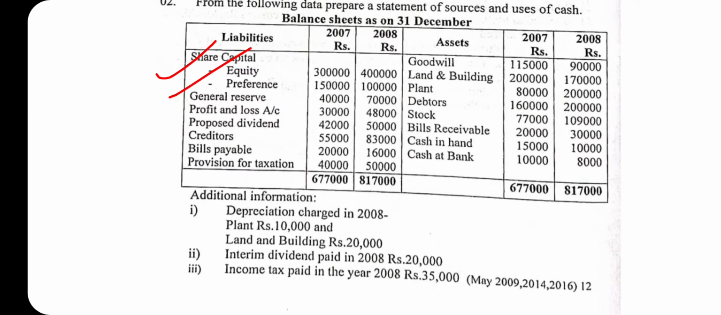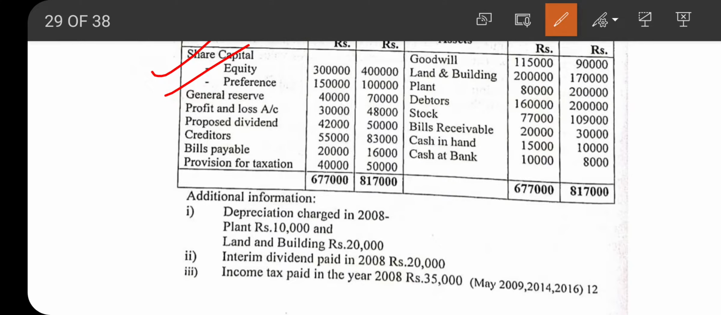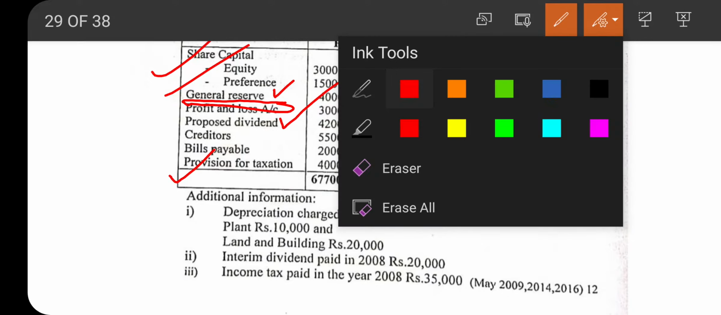So the next item we are having is general reserve. The profit and loss account we do not prepare. Then we are having proposed dividend, and then we need to show the provision for taxation account.